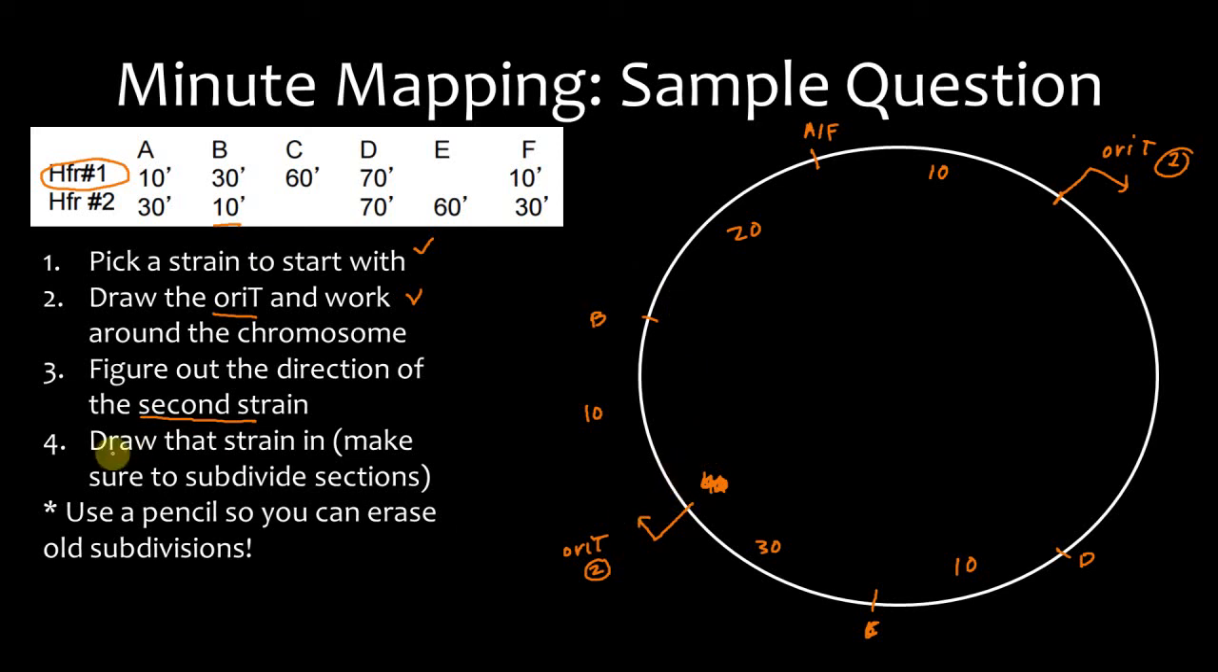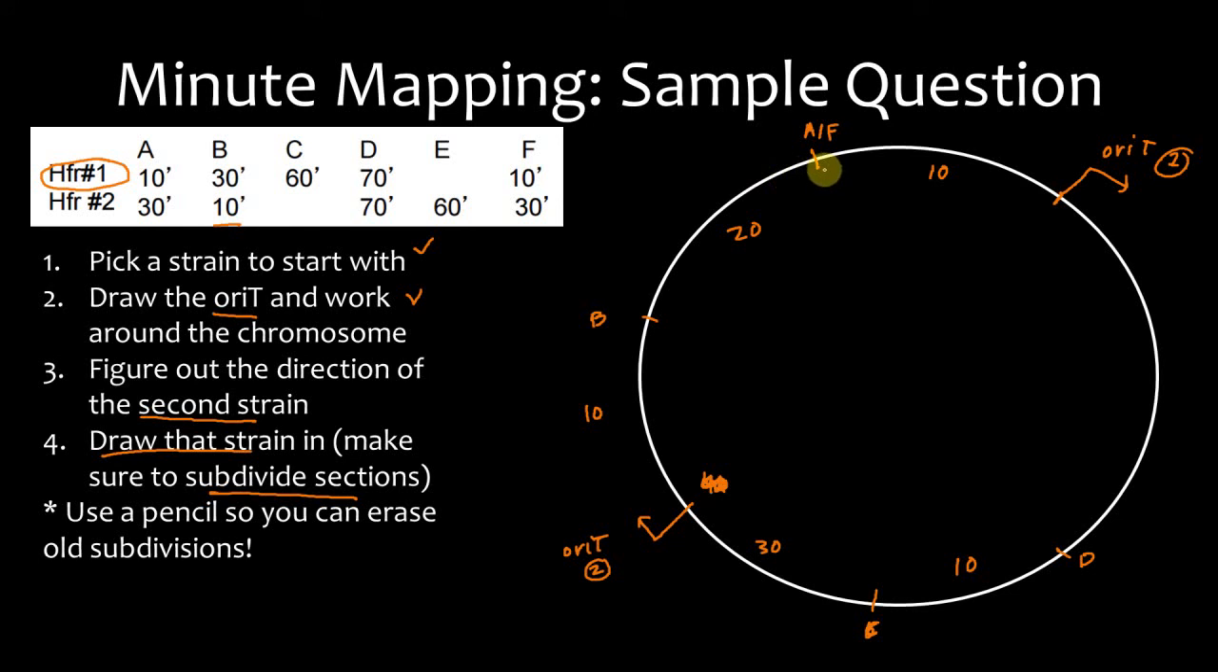Okay, so next we're going to draw that strain in and make sure to subdivide the section. So I just showed you how to subdivide a section. We're going to do that now. So we're going from B to A, and that's 10 to 30, so 30 minus 10 is 20. Well, that's perfect, that's A to F.